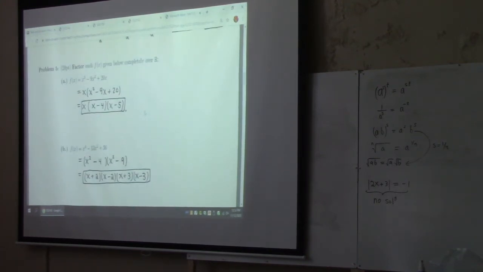Factoring, right? So what are your strategies for factoring?